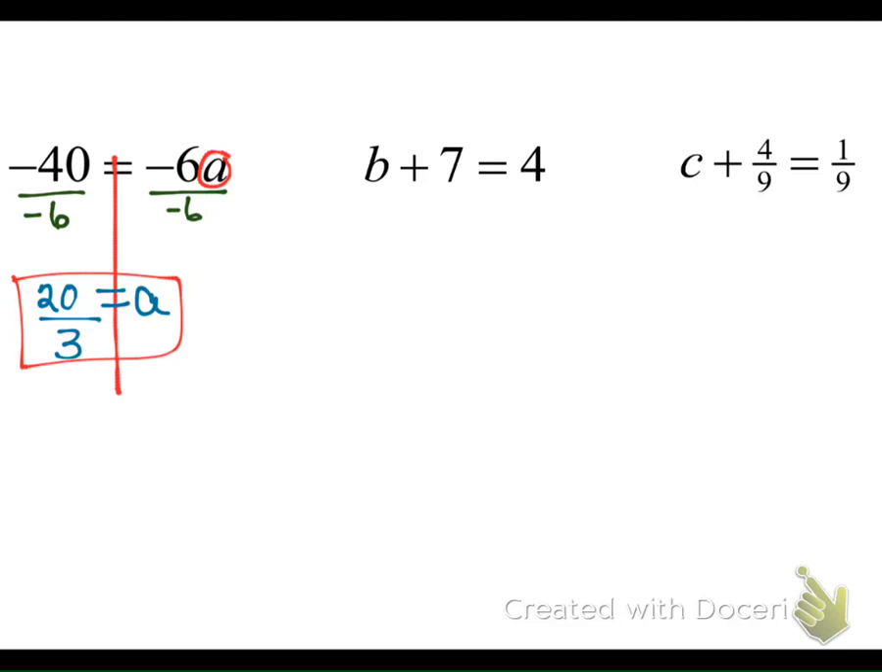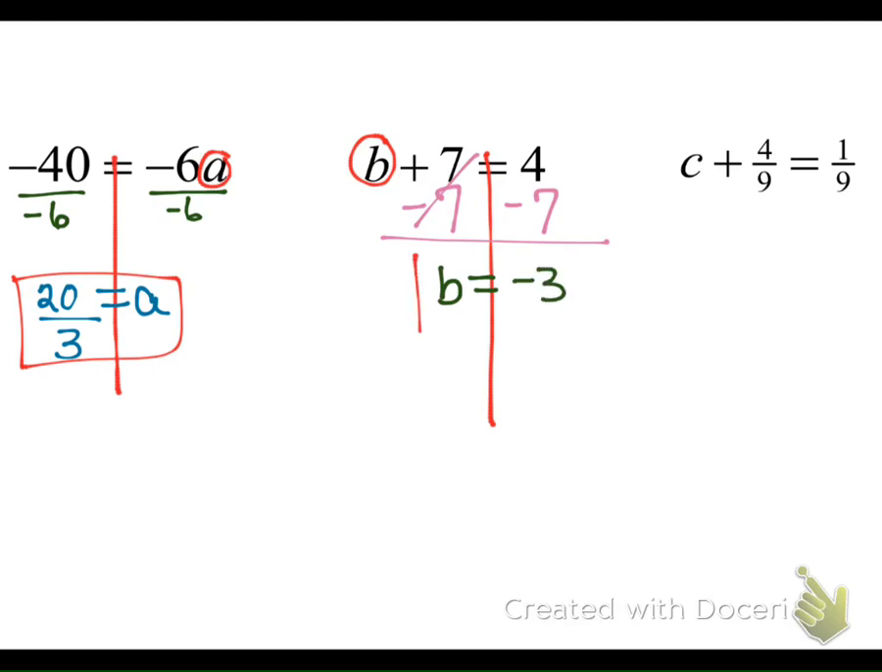This next one, circle my variable, draw my line. How do I get the b by itself here? Minus 7 on both sides. On both sides, that's the main thing. So I put my b, my equals, what's 4 minus 7? Negative 3. Negative 3, final answer, box it.